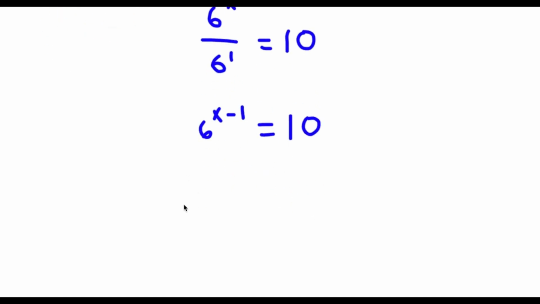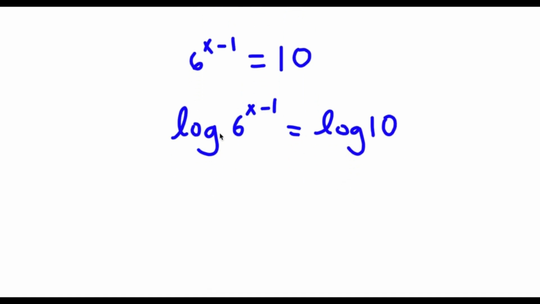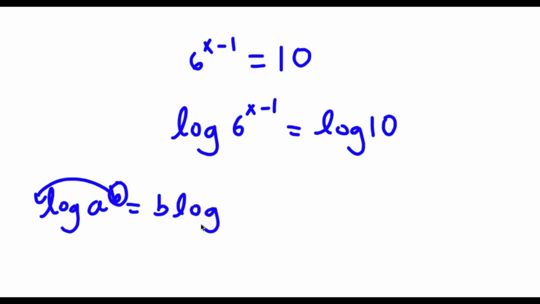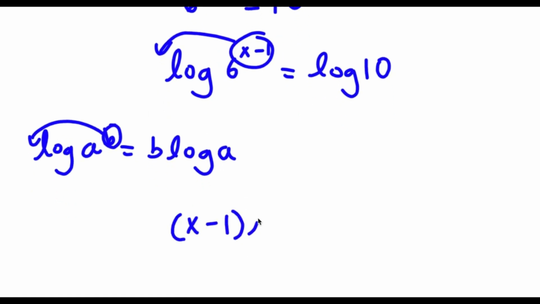Now, if I take the log on both sides, I have log 6 to the power of x minus 1 is equal to log 10. So an important property of logarithms is that if I have something in the form log a to the power of b, I can move this exponent b to the front. So this is going to equal b times log a. So in this case, log 6 to the power of x minus 1, I can move x minus 1 to the front, so this is going to equal x minus 1 times log 6, which is equal to log 10.